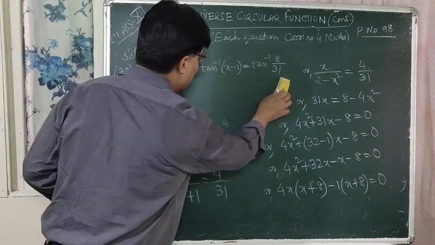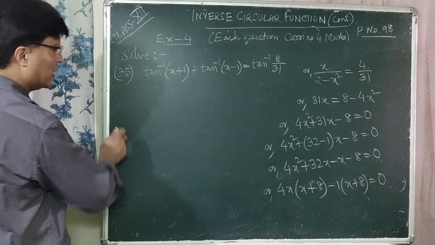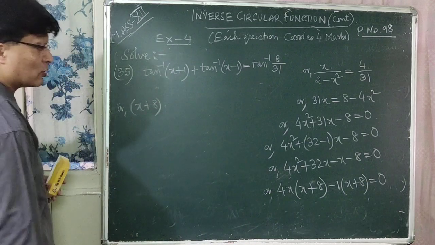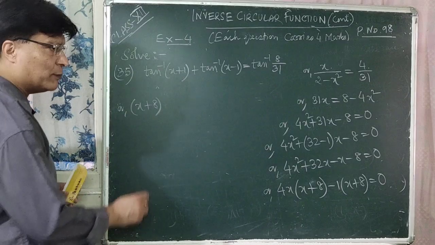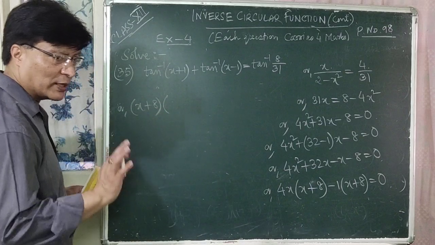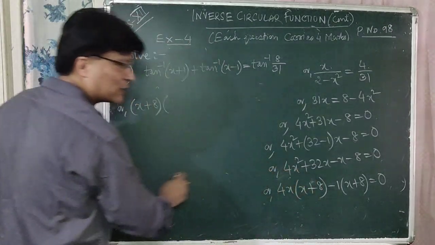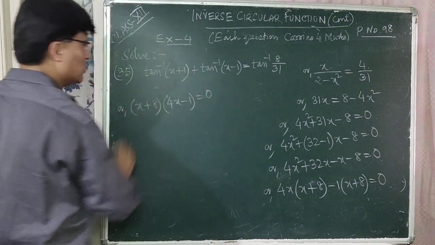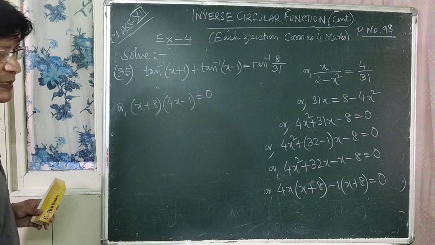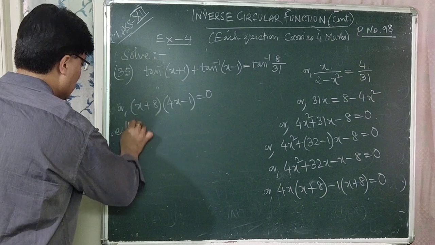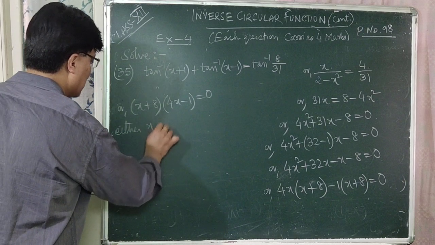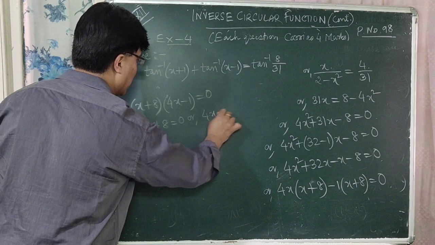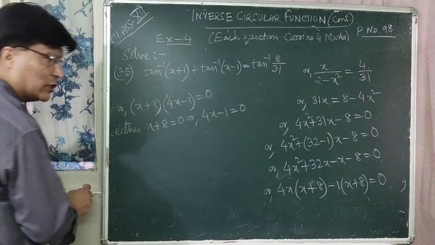Now we have factorized it, right? (x + 8) is taken common out here, and within bracket you have to write down the remaining terms. What are those remaining terms? It is (4x - 1). So (x + 8)(4x - 1) = 0. Okay, so we can write either or. So either x + 8 = 0 or 4x - 1 = 0.